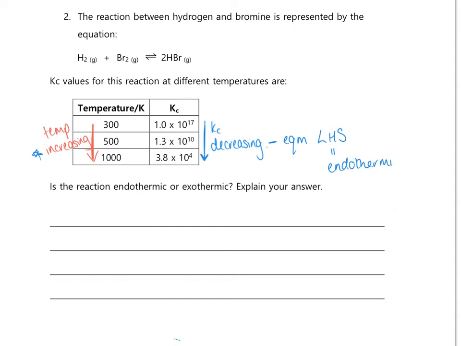So we can tell from that that the reverse reaction is endothermic, since it's moving to the left-hand side, which is the backwards reaction. The backwards reaction is endothermic, since an increase in temperature favours the endothermic reaction, which must then mean that the forward reaction is exothermic. So we would get our first mark in the question for stating that the reaction is exothermic.